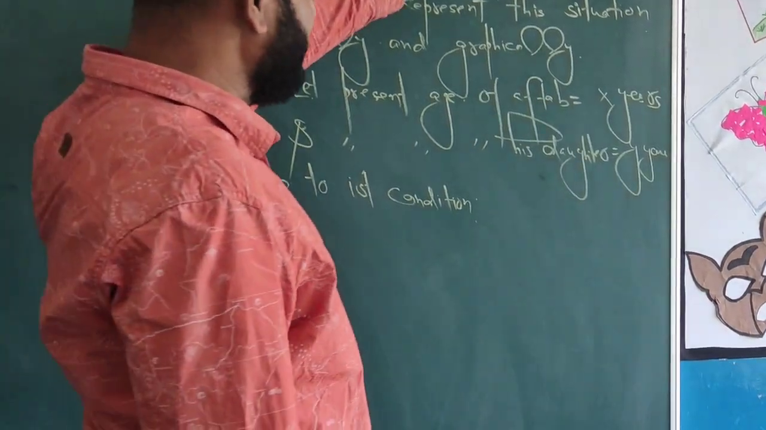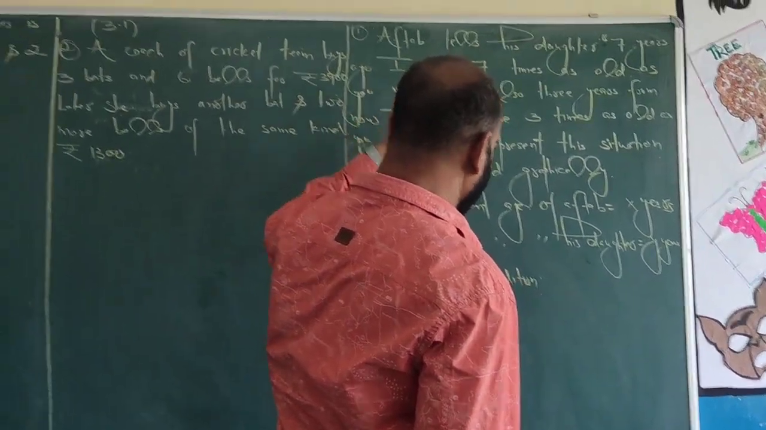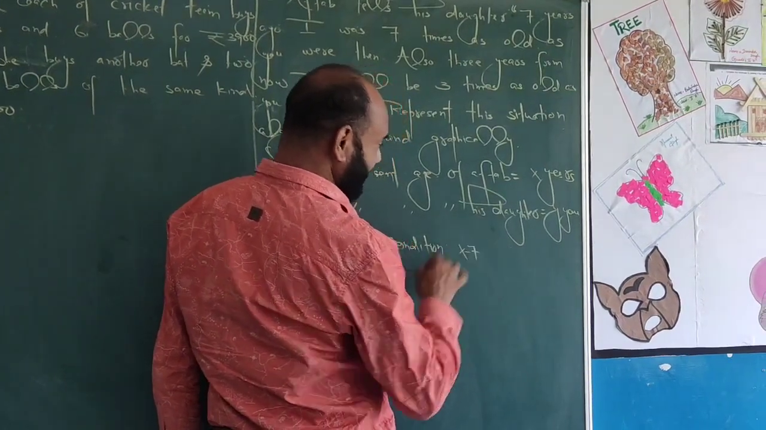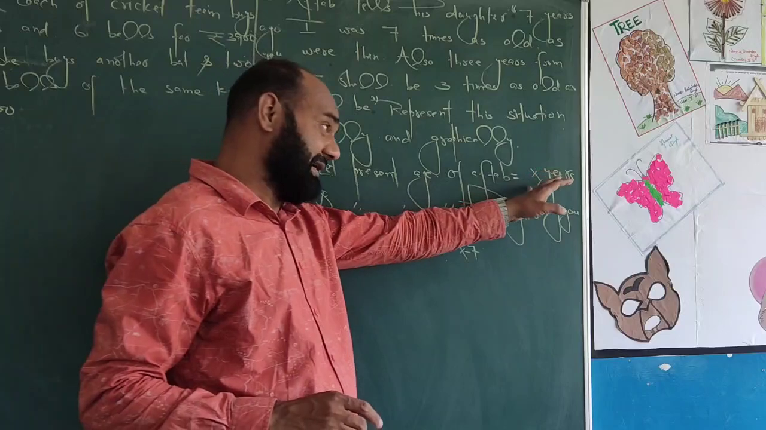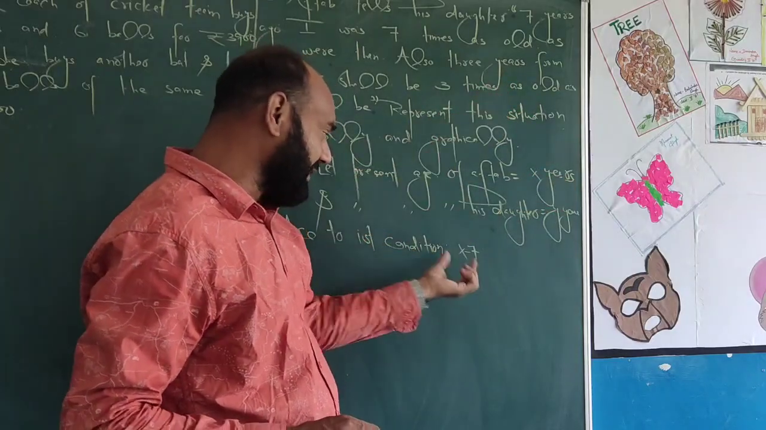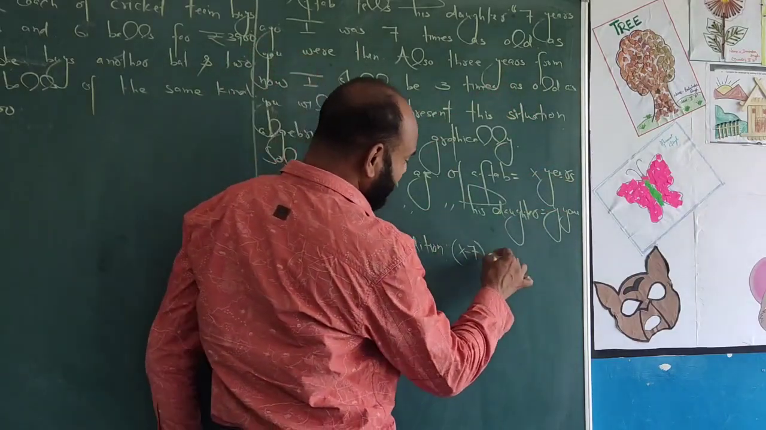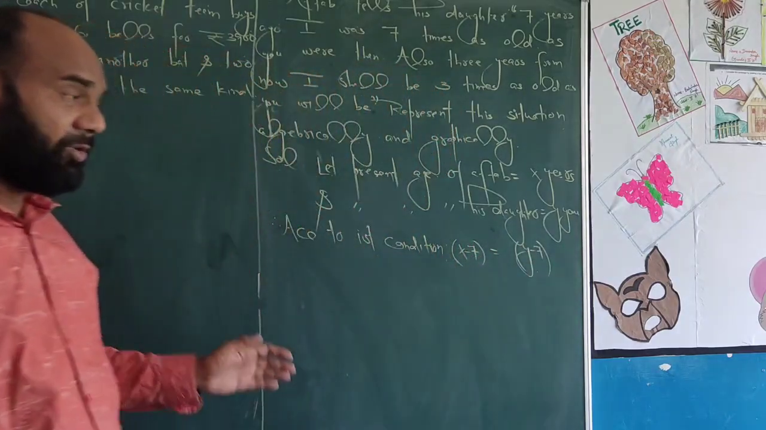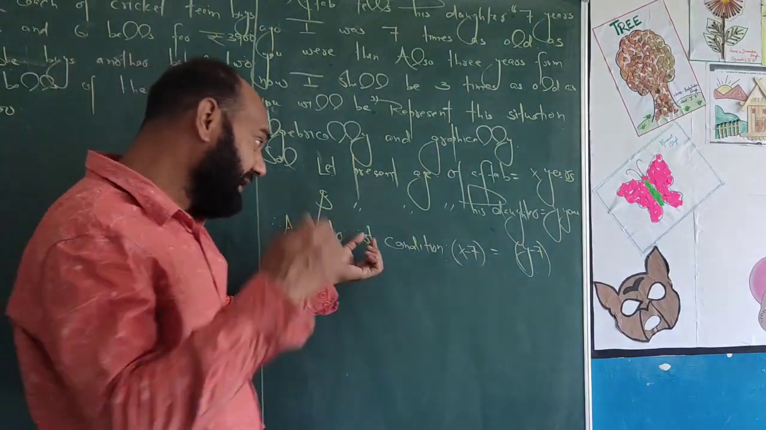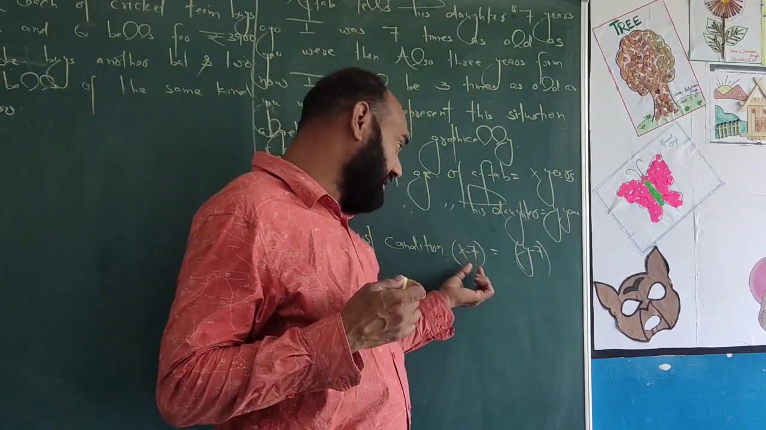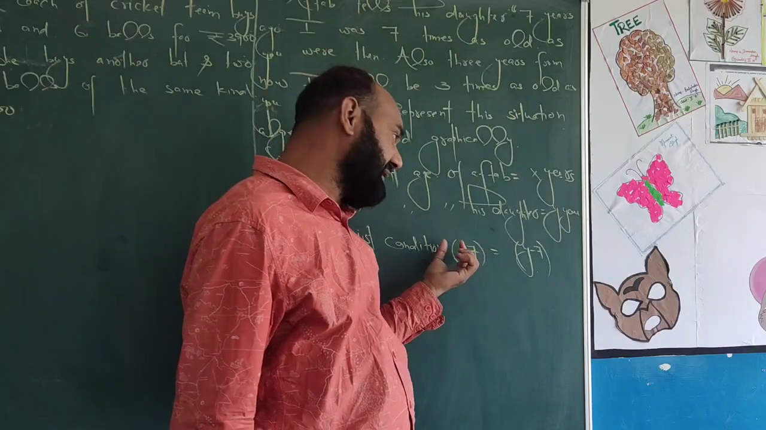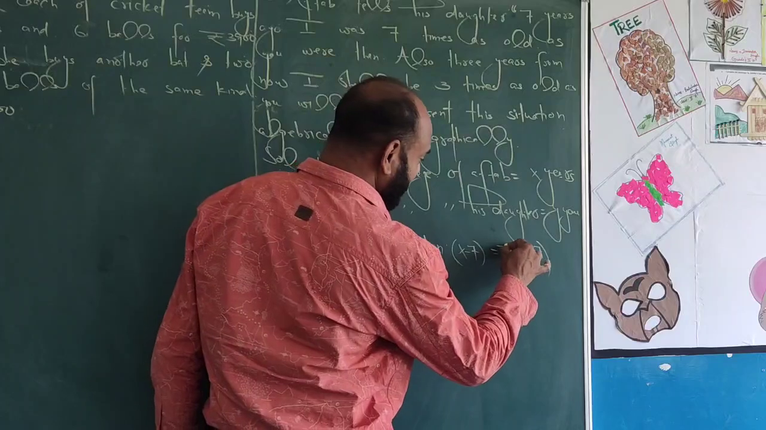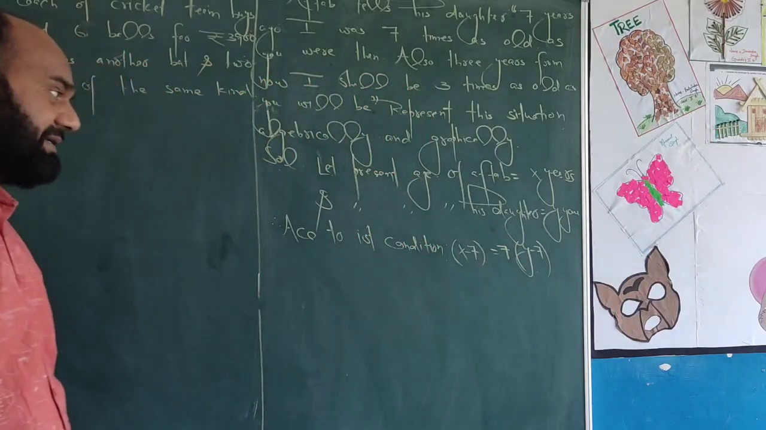Aftab tells his daughter 7 years ago. So 7 years ago, when his present age is x, the age of Aftab is x minus 7, and the age of his daughter is y minus 7. Now, according to the condition, Aftab says to his daughter, 7 years ago I was 7 times as old as you. Therefore, x minus 7 is equal to 7 times y minus 7.